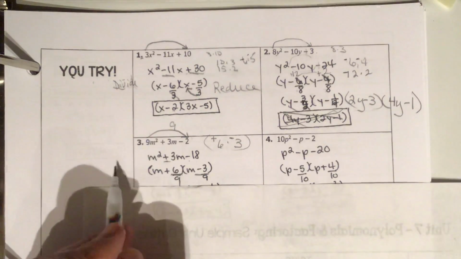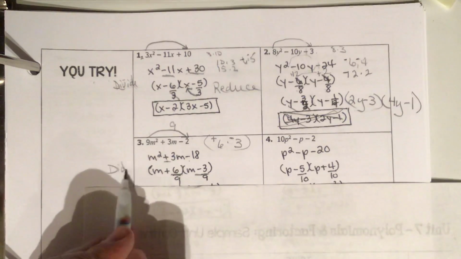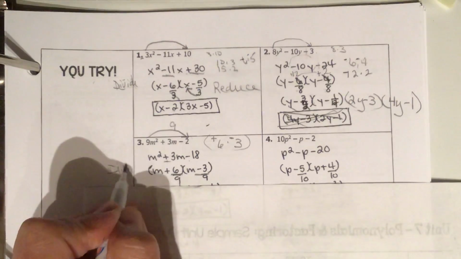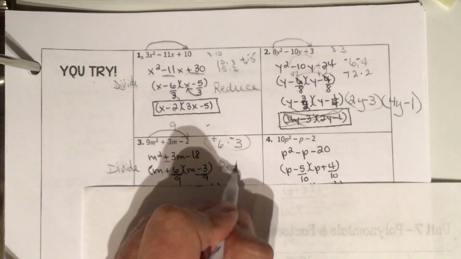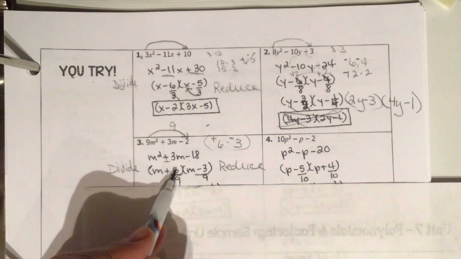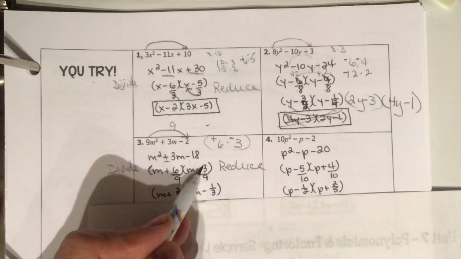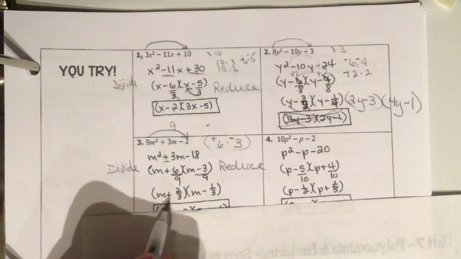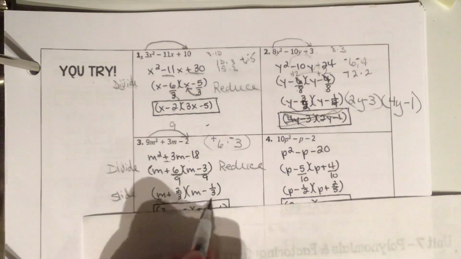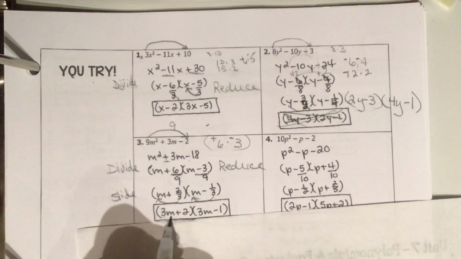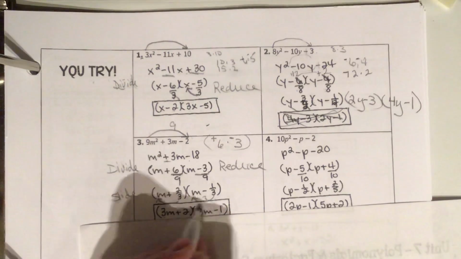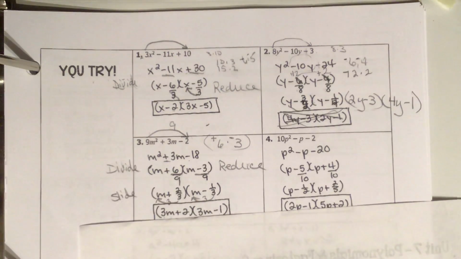Okay? So we divide here. We reduce here. 6/9, 3 will go into both of those, so that would be 2/3. 3 would go into both of these, which would be 1/3. We're going to slide. This is where you slide. So it's 3m plus 2, 3m minus 1. So you're just sliding that 3 back over because it wouldn't divide into it.